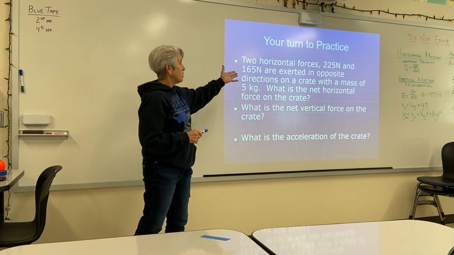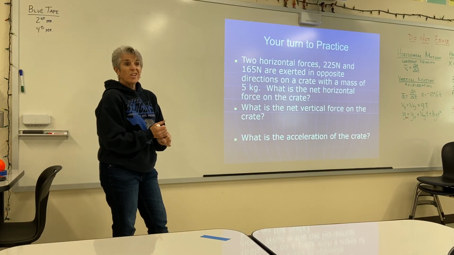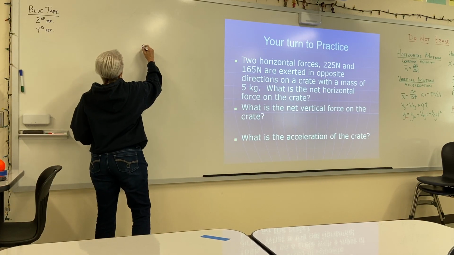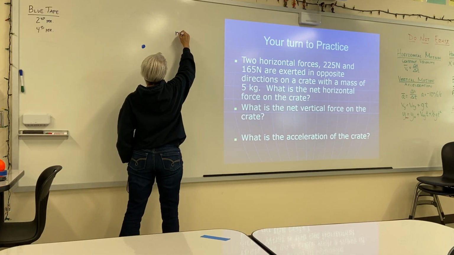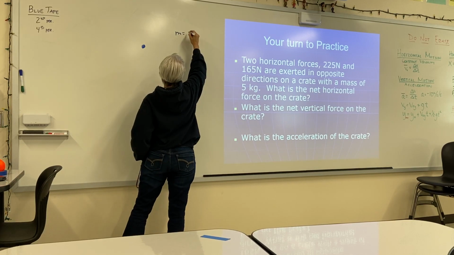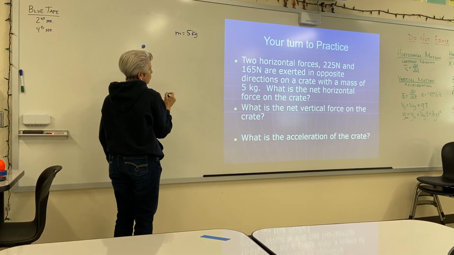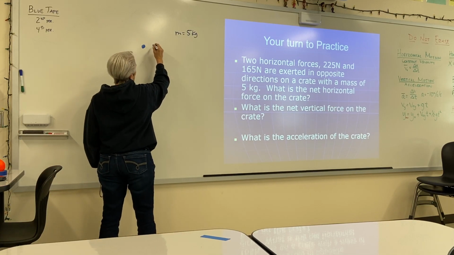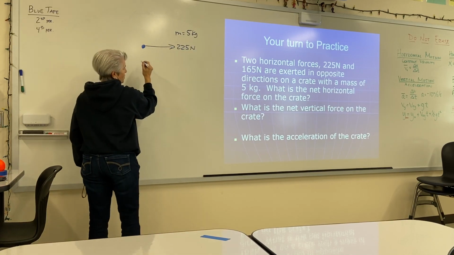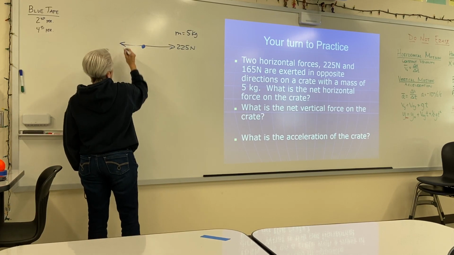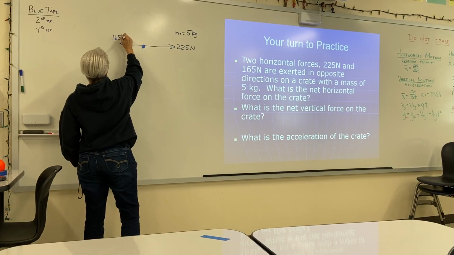So first, you have a problem with some forces, so we want to draw a free body diagram. On your paper, draw a dot that represents the crate. List the things that you know. Well, I know that the mass of this crate is 5 kilograms. I know that I have 2 forces. One's 225 newtons, and this is horizontal, so I'm just going to draw 225 newtons. And the other one is in the opposite direction, and it's less, so I want to make sure that I draw it shorter. So this one is 165 newtons in the opposite direction.